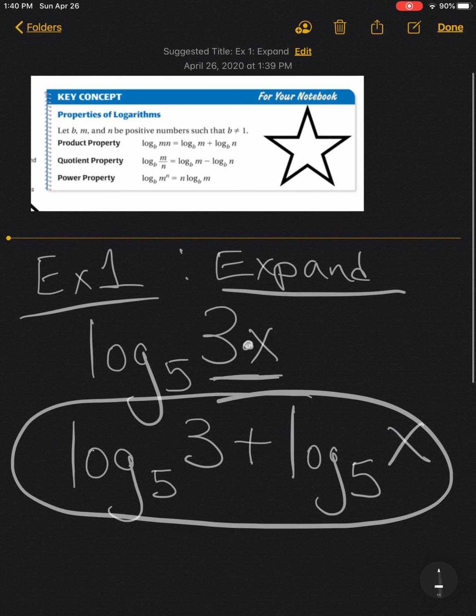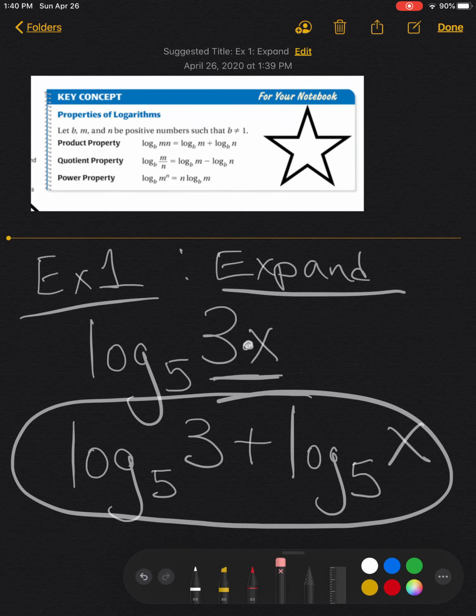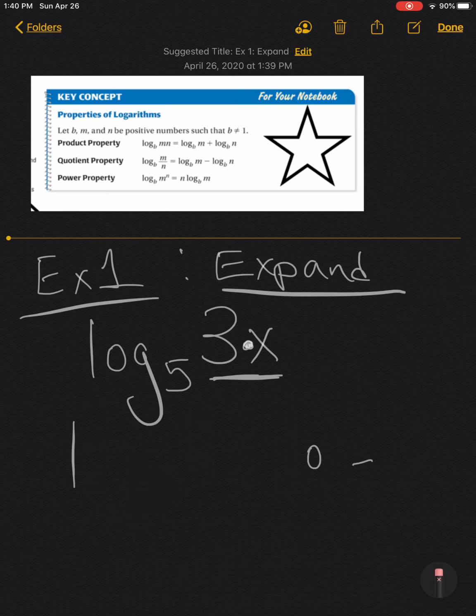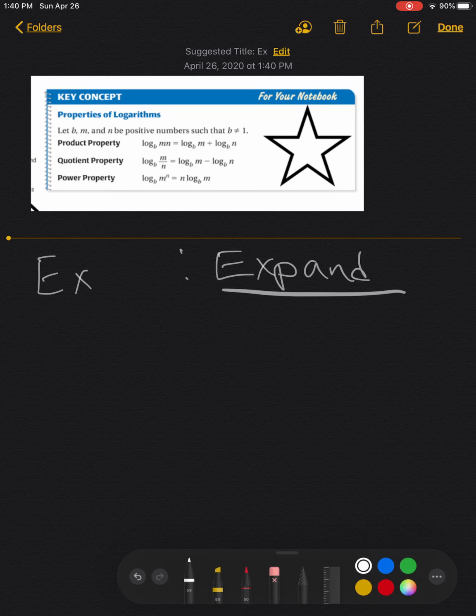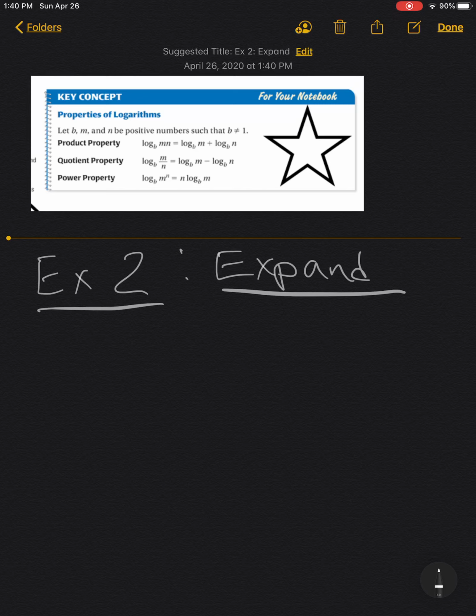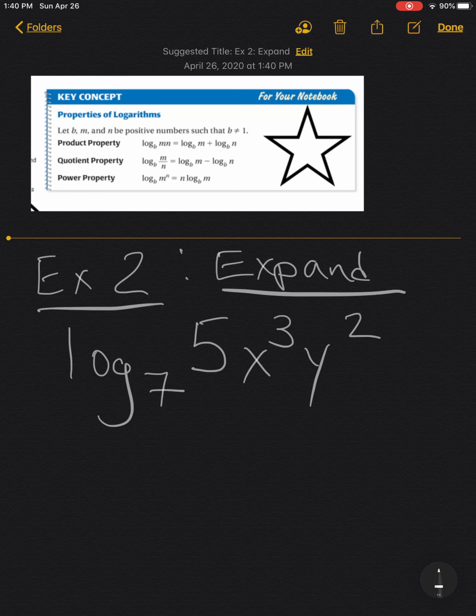And actually, I will continue here just because I like to see my properties. So I'll just erase this. Let's do another expanding problem. I'm going to make it a little bit more difficult, of course. All right, so let's say I had log base, and I'm going to go with a 7 now, just because, of 5 x to the 3rd power, y to the 2nd power.